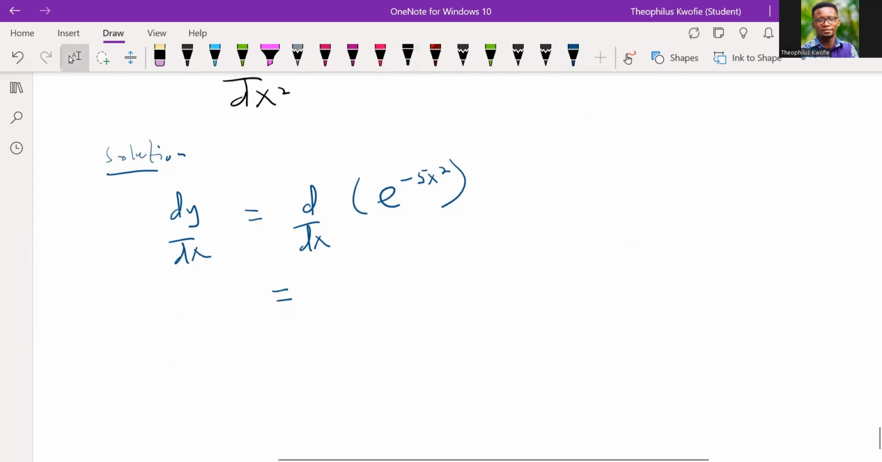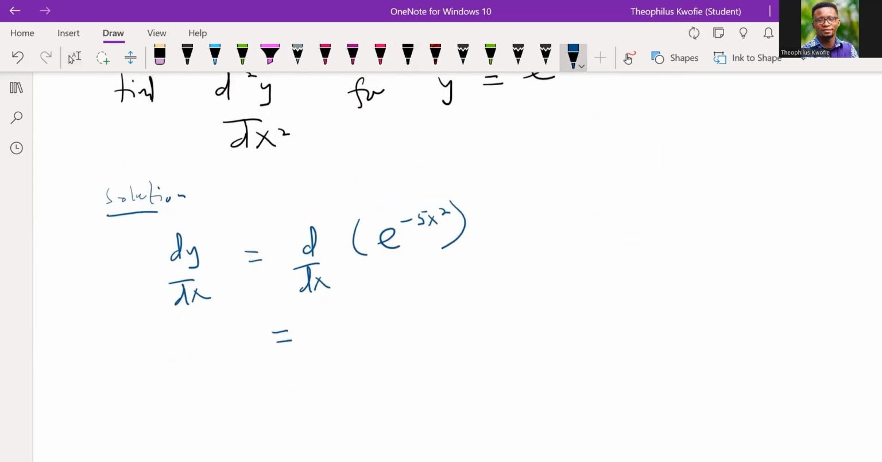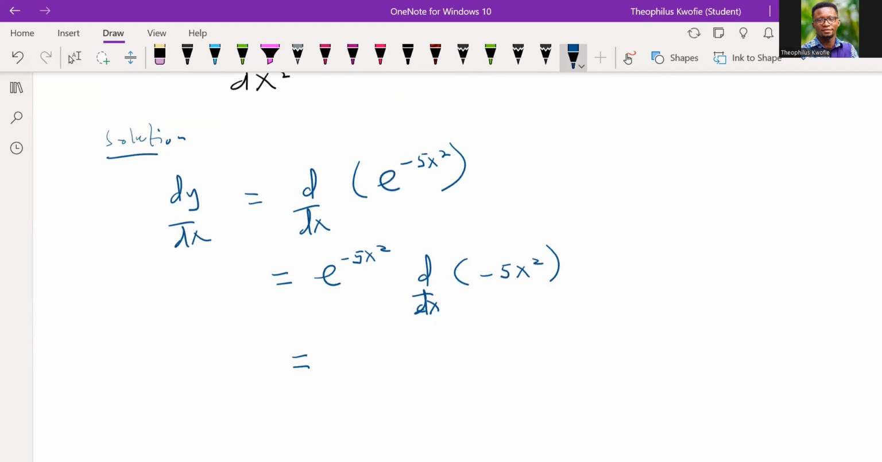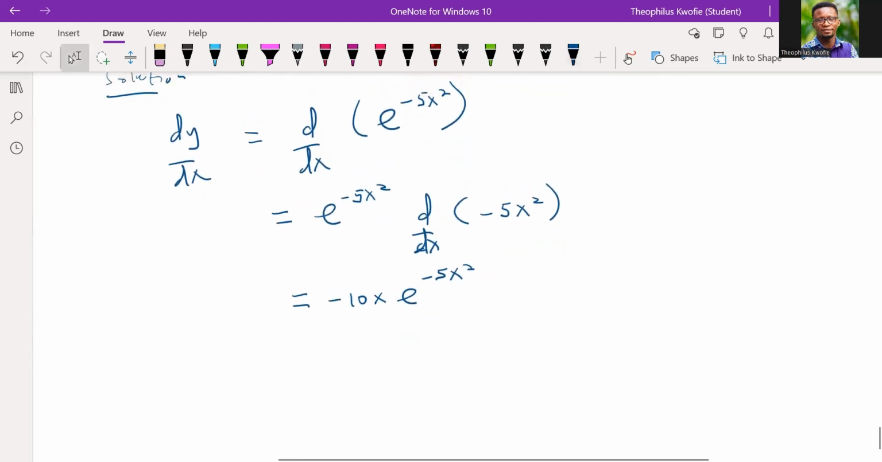In that case, since this is an exponential function, we maintain the function, then we find the derivative of the exponent. The exponent in this case is minus 5x to the power 2, right? When we differentiate minus 5x to the power 2, we're going to have minus 10x. Then we multiply it by what is outside. Good. So this becomes our first derivative.